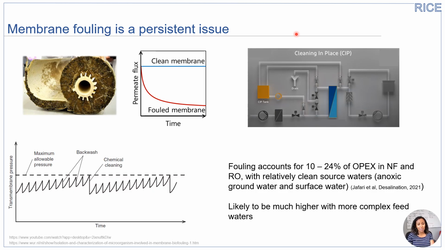thoroughly clean membranes. A recent study reported that fouling accounts for about 10 to 24% of the operational expenses in membrane plants with relatively clean sources of water. Now, this is likely to be higher with more complex feed water. In a lot of cases, membranes are not considered a viable option if the source water has very high fouling tendency.